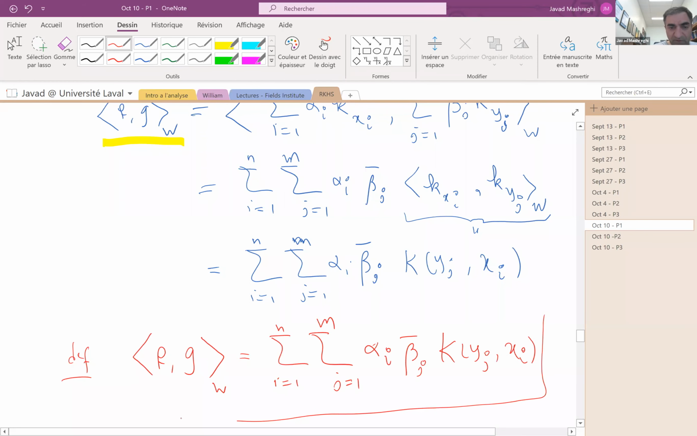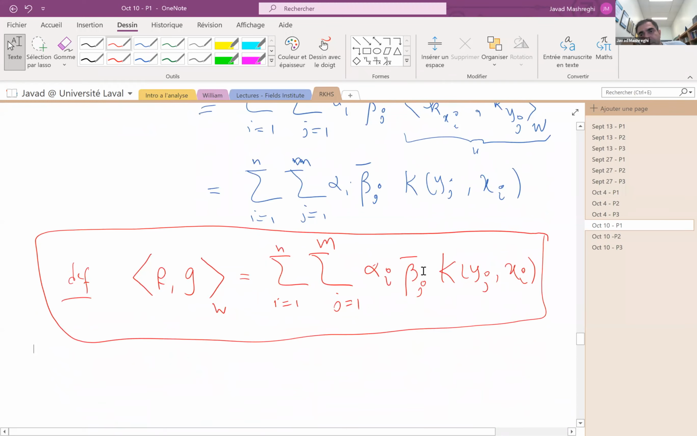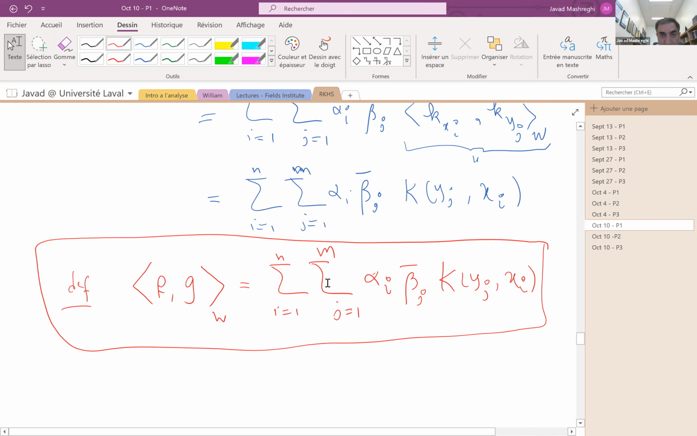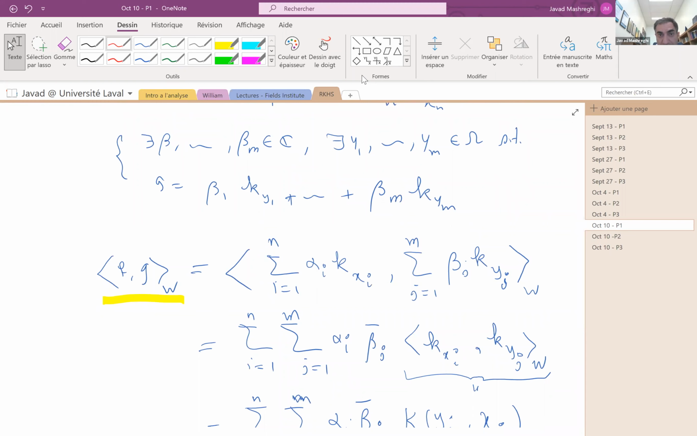So I use this as my definition. And you should immediately tell me what's the problem. As definition, I mean, I have f, I have g, so I define W as this sum. But there is a problem here. Chat, whether it is well defined?